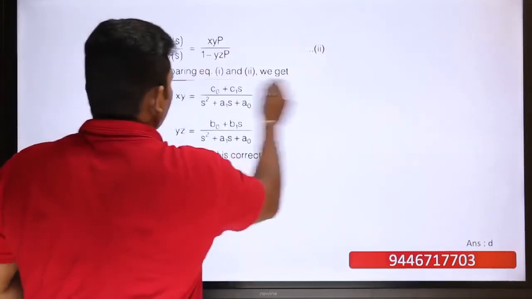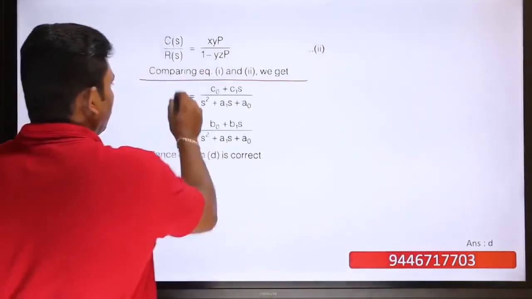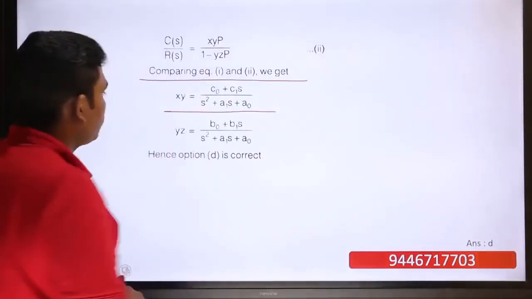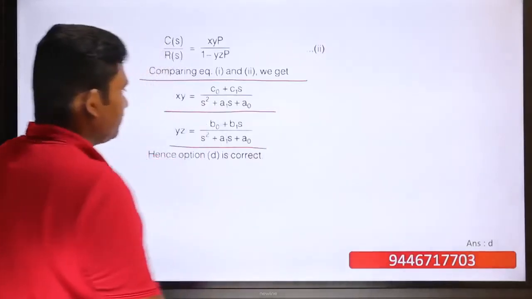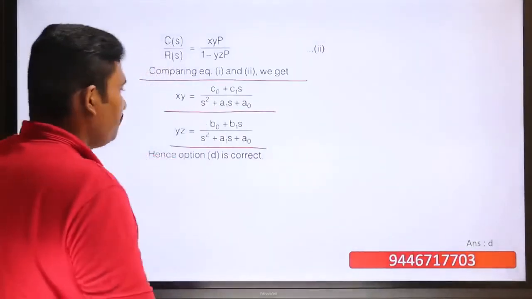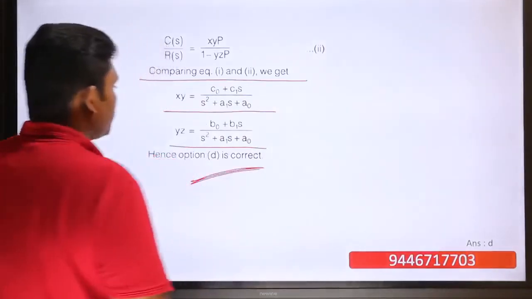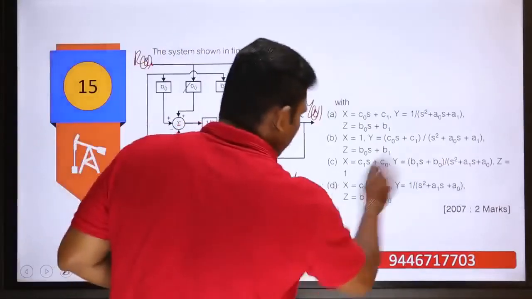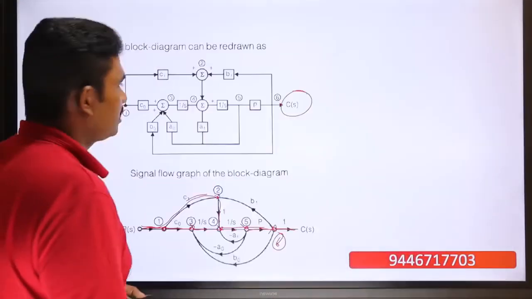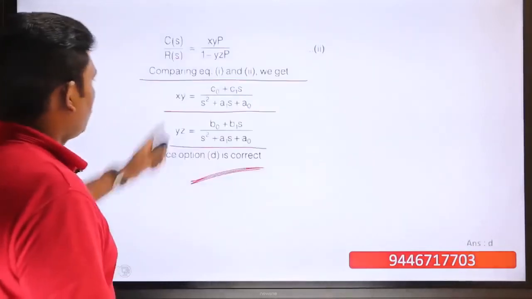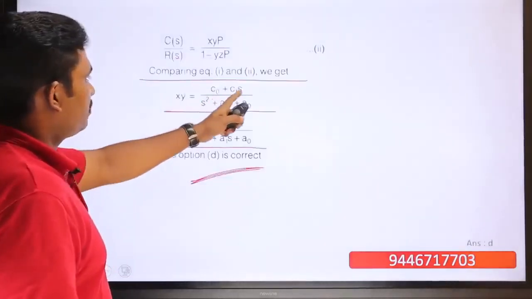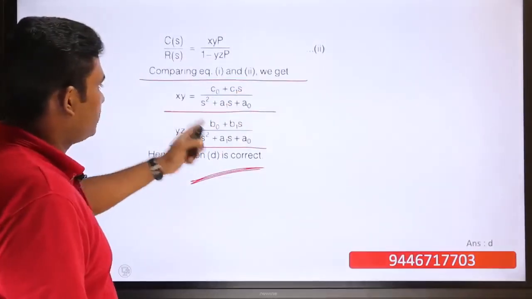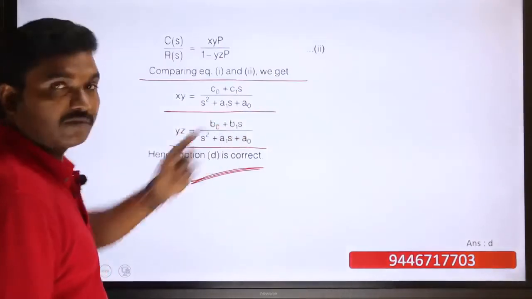So comparing these two equations, you will be getting the value of XY as C0 plus C1 S divided by S square plus A1 S plus A0, and YZ is equal to B0 plus B1 S divided by S square plus A1 S plus A0, and hence we will go with the option D for this question. So what is our option D? Our option D is this. So when you are multiplying the expression, you will be getting the expression exactly similar to XY as C0 plus C1 S divided by S square plus A1 S plus A0, and YZ equals B0 plus B1 S divided by S square plus A1 S plus A0.